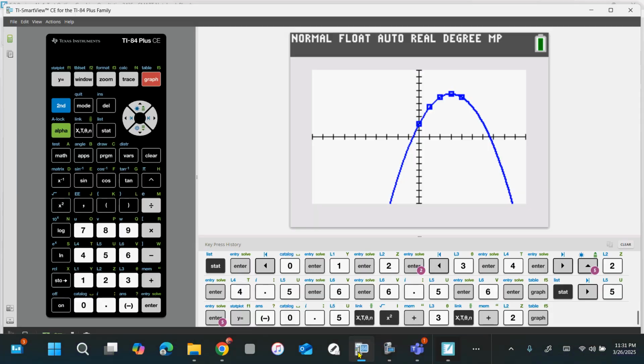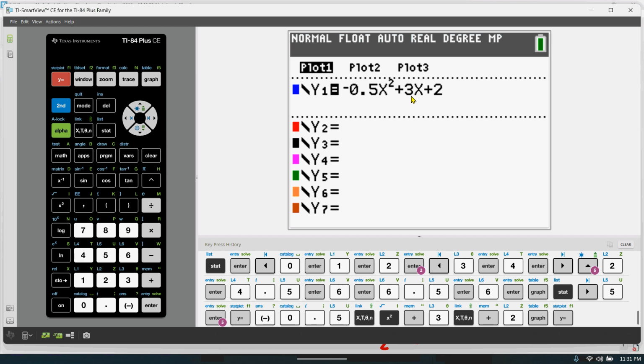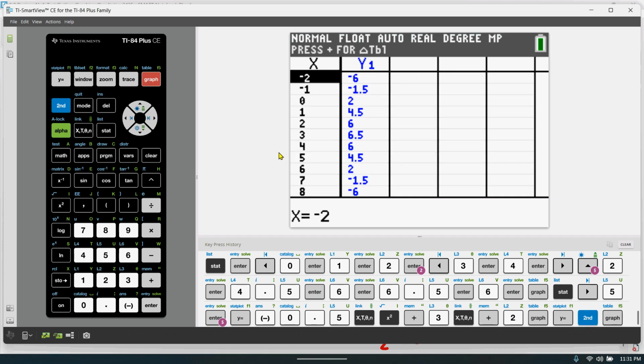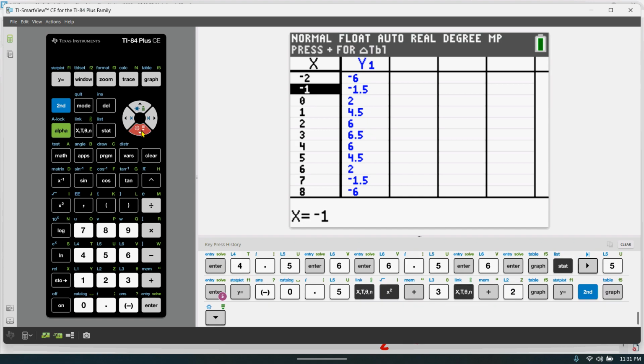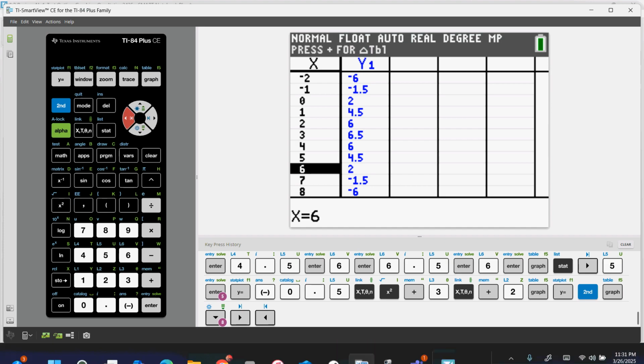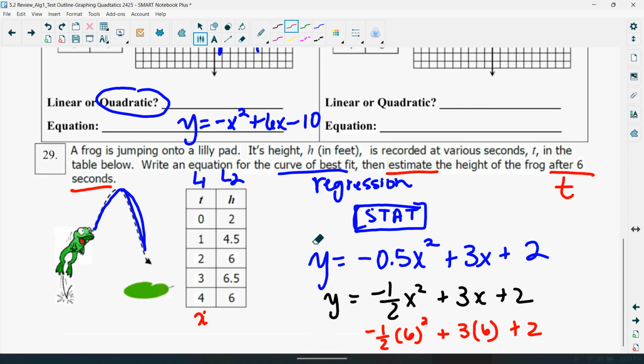Or we can work a little smarter. We got the equation in the calculator. So we can just go second graph, go to the table, and find the value at 6. When x is 6, the value of y is 2. So we can estimate the height is going to be 2 at that time. So the answer here is 2. I'm just going to put it like that.